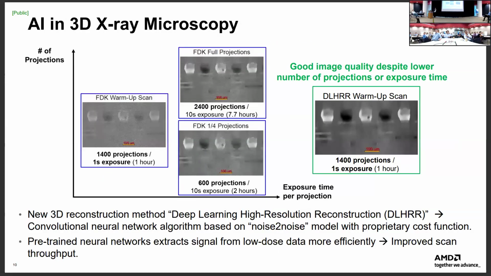Very unfortunate. Anyway, of course, there are vendors who are developing their own AI solutions for their equipment. For example, this is a Zhining solution where they use machine learning to help improve the image quality. So you can see over here, you have 1,400 projections of 1 second exposure, but the quality is almost as good as a 2,400 projection, 10-second exposure image. So there's a 7-fold improvement in the time. But then again, these are proprietary to their equipment.